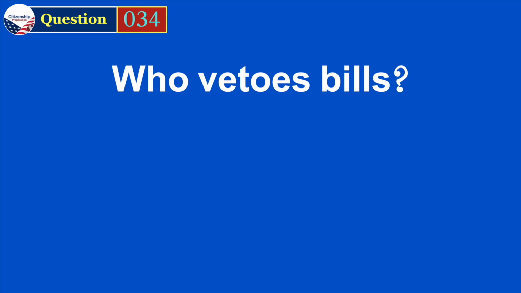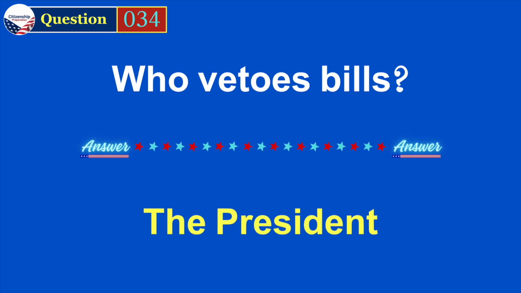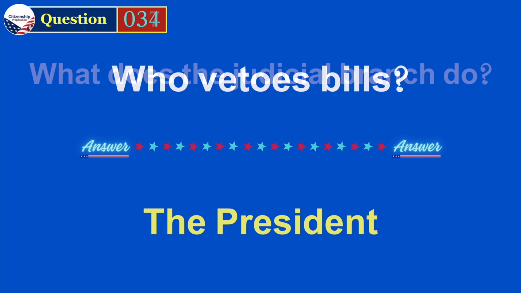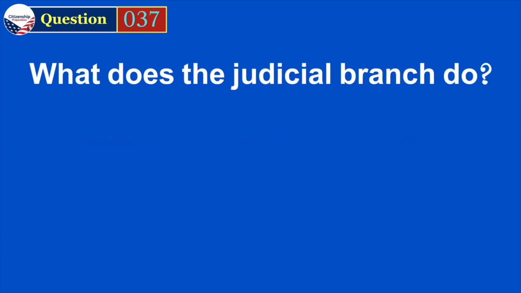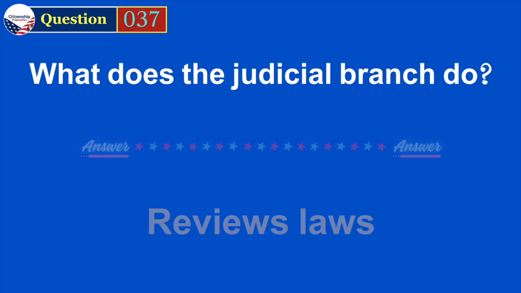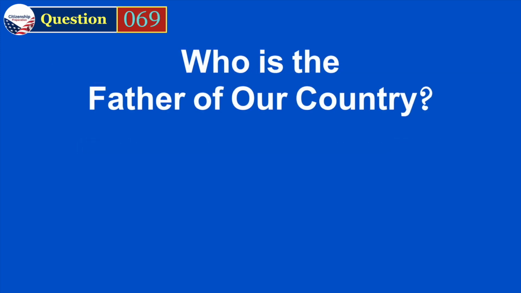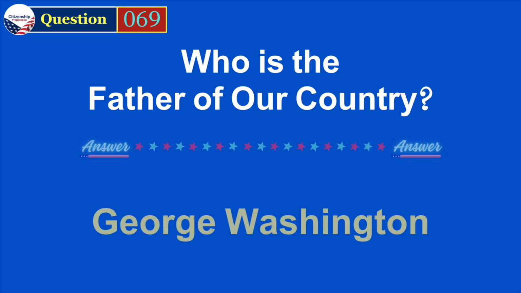Who vetoes bills? The President. What does the judicial branch do? Reviews laws. Who is the father of our country? George Washington.